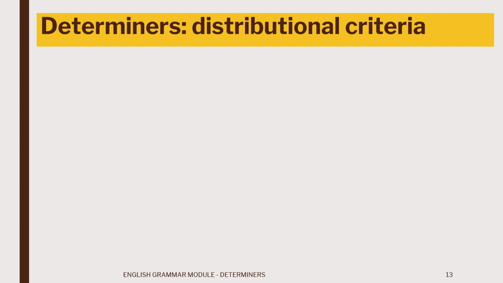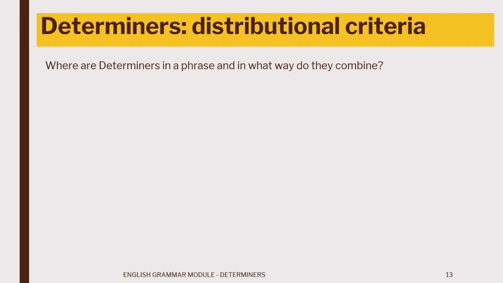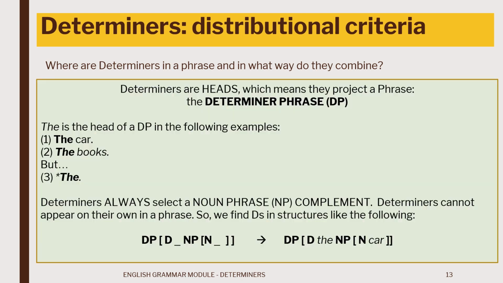We said at the beginning that we were going to focus on distributional criteria. You are already familiar with this term. And the question now is, where are determiners in a phrase, and in what way do they combine with other categories? So let's look at this chart. Determiners are heads, and this means that they project a phrase. What kind of phrase? Well, if the head is a determiner, the phrase projected will be a determiner phrase. This is what happens with other categories as well. But in this case, we are describing determiner phrases.